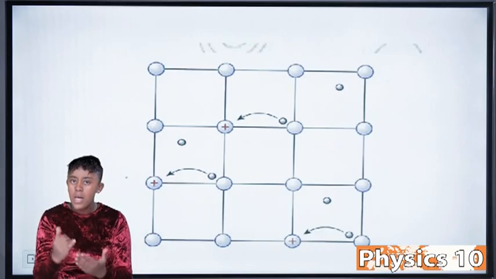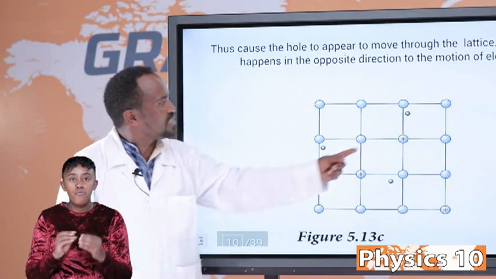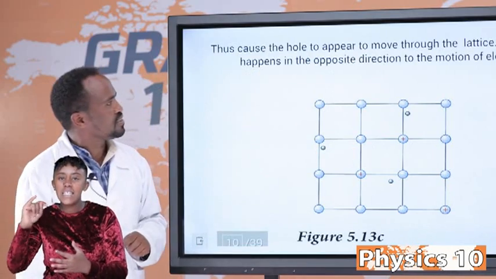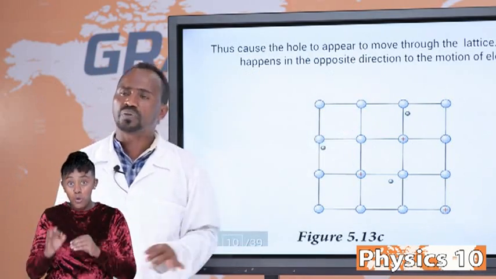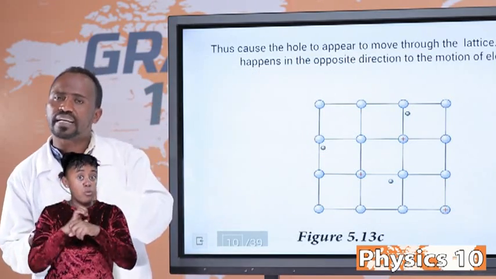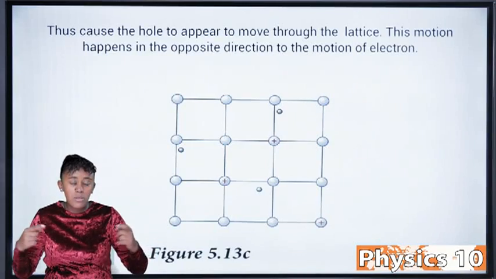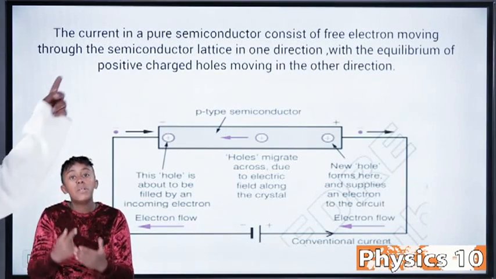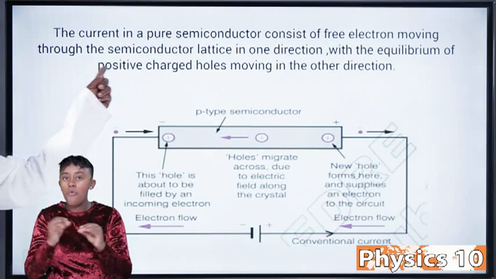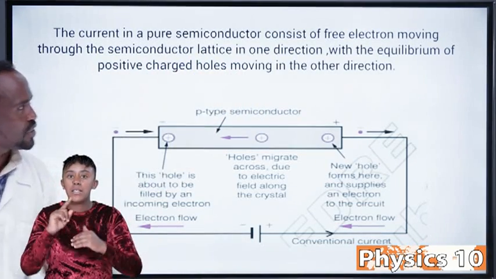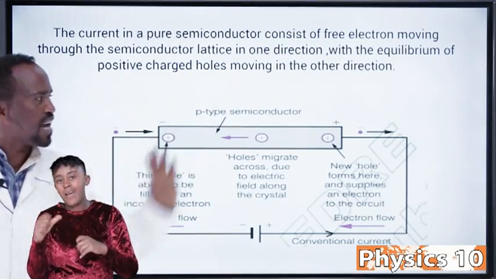So, why is this? The hole appears to move through the lattice. This motion happens in the opposite direction to the motion of the electron. You know the motion of electrons is from negative to positive, but this is opposite. So the current in a pure semiconductor consists of free electrons moving through the semiconductor lattice in one direction, with an equivalent positive charge, holes, moving in the other direction.